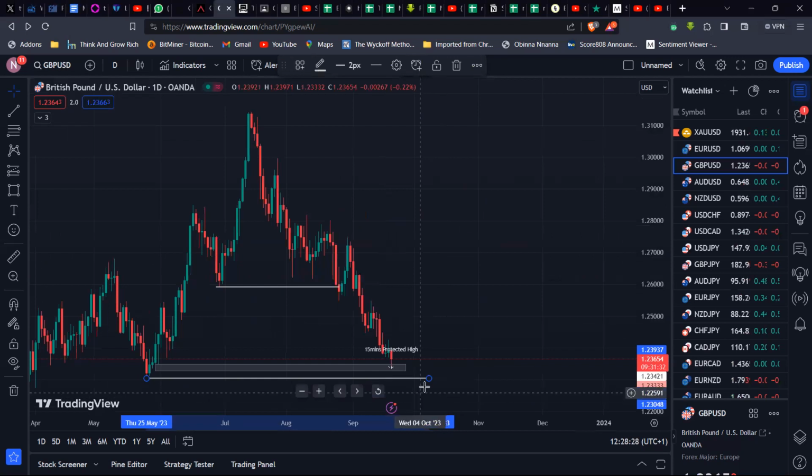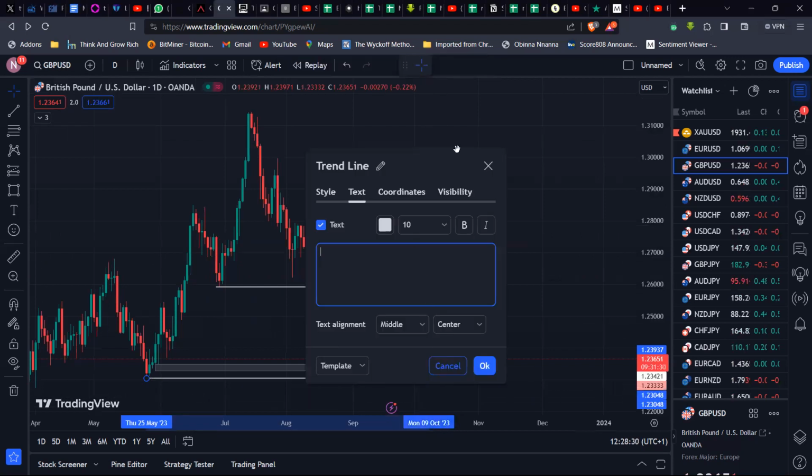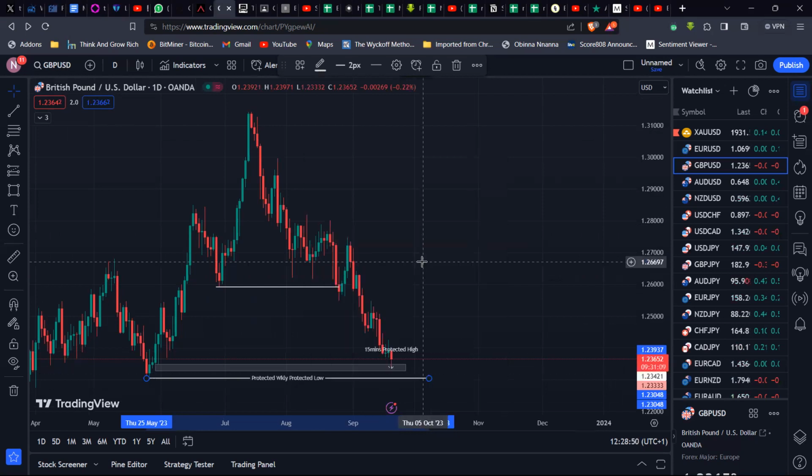Okay, why is it not showing anything? Templates, protected low. Okay, weekly. Okay, so that's our weekly protected low.